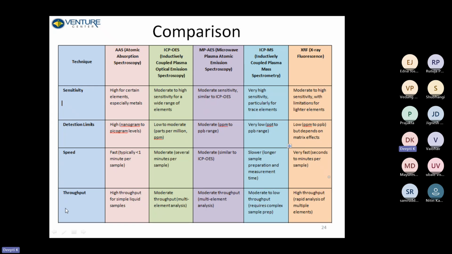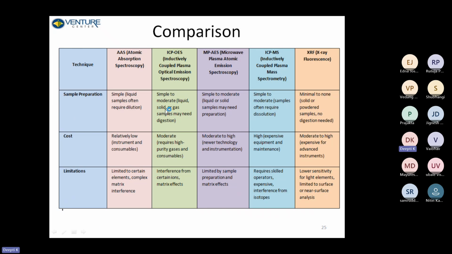So AAS in terms of high throughput is fairly good. ICP-OES has the capability of doing multi-element analysis. So does MP-AES. ICP-MS, because the detector scanning rates are lower, the speed and throughput capacity definitely is lower than the other two. And XRF has very high throughput analysis because no sample prep is required, and detection limits are fairly good.